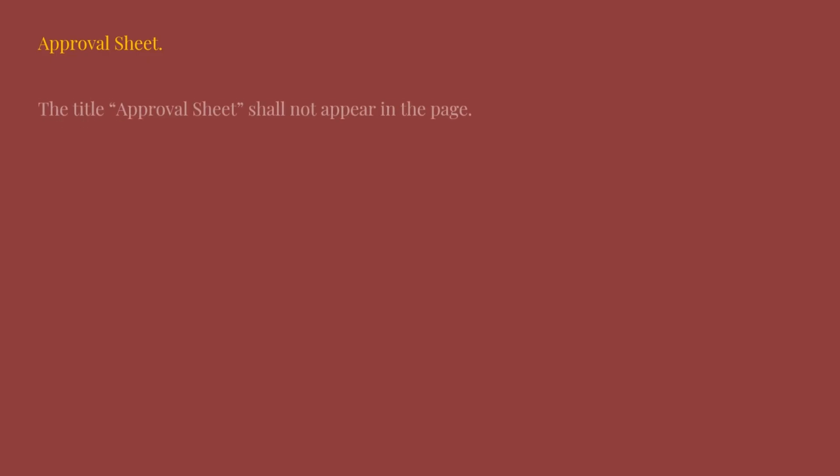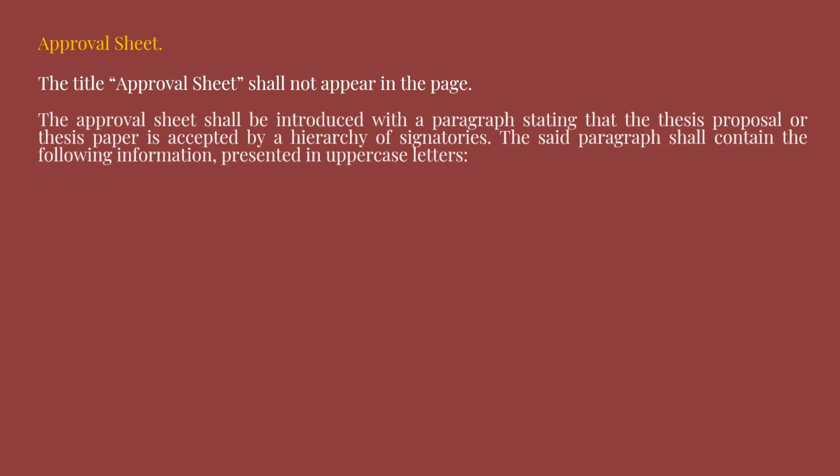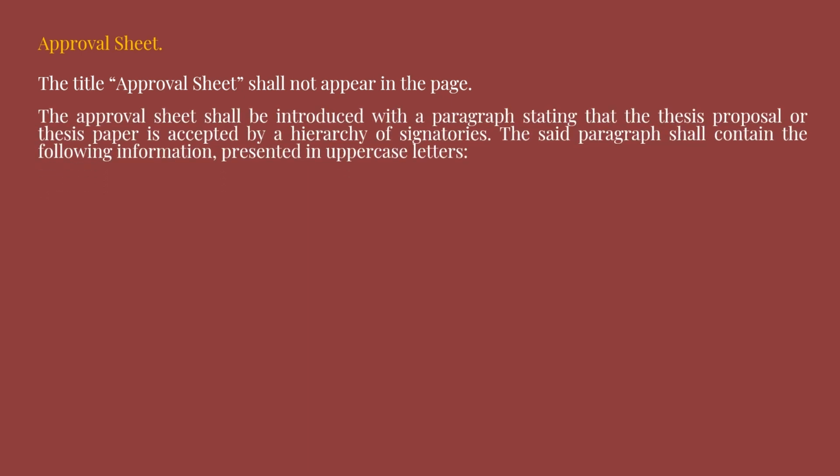For the approval sheet, the words approval sheet shall not appear in the paper. The approval sheet shall be introduced with a paragraph stating your thesis proposal or thesis paper. So if you're still writing the thesis proposal, you have to use the words thesis proposal. But when it is a thesis paper, you should use the words thesis paper.